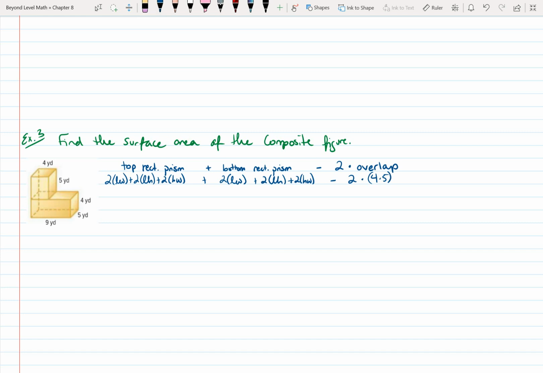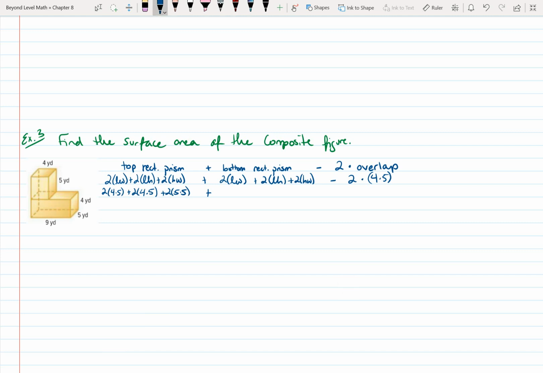Alright, now let's start plugging in what we know. So the top rectangular prism, we're dealing with 4 by 5 by 5. Alrighty, so 2 times 4 times 5 plus 2 times 4 times 5 plus 2 times 5 times 5. And again, this part is nothing new. It's the same thing that we did, let's see, yesterday or the day before.